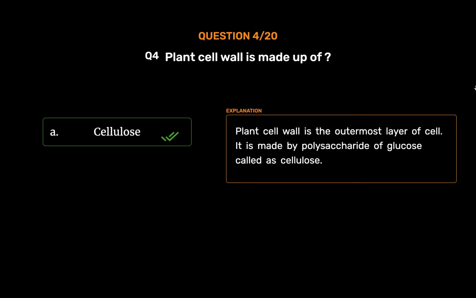Cellulose. Plant cell wall is the outermost layer of cell. It is made of a polysaccharide of glucose called cellulose.